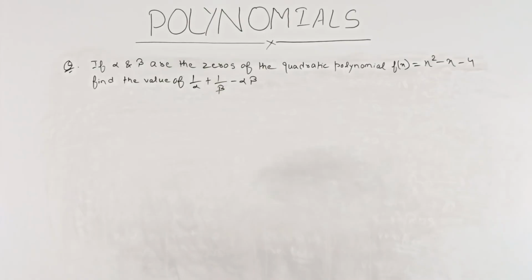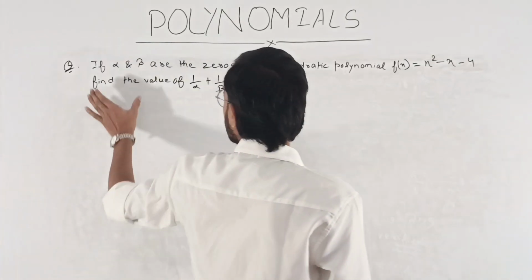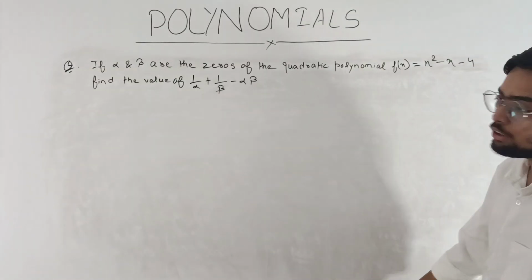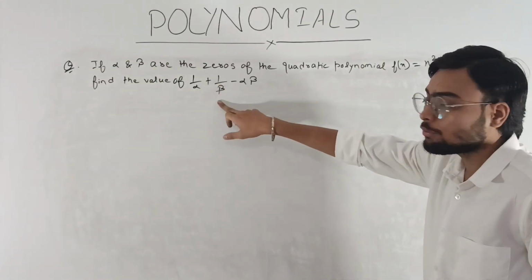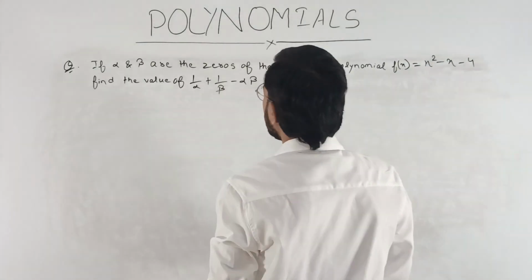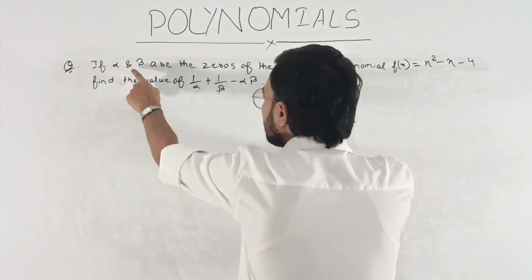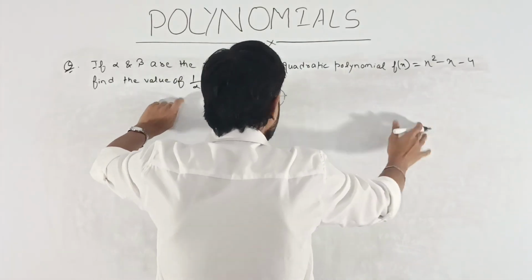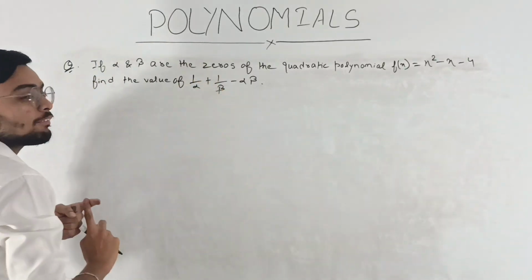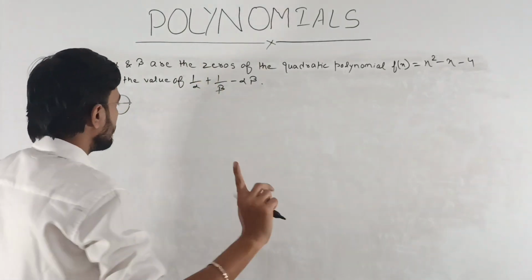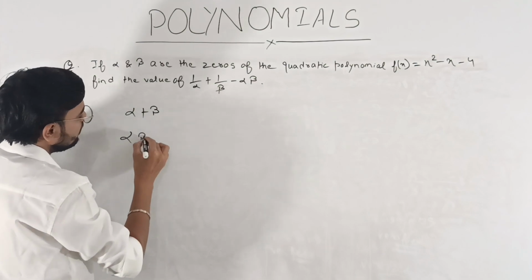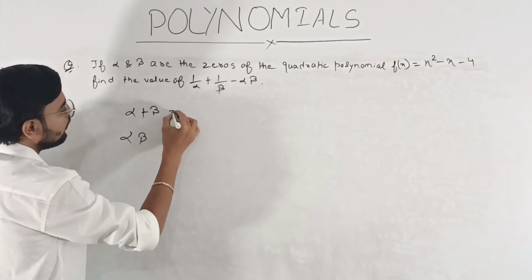But now let's move toward the next question. If alpha beta are the zeros of the quadratic polynomial x square minus x minus 4, then we have to find the value of 1 upon alpha plus 1 upon beta minus alpha beta. Again the same question, again the same mistake. First I forgot this line. First I should note that alpha beta are the zeros of the quadratic polynomial. Then in the first step I find the sum of roots, that is alpha plus beta, and second the product of roots, that is alpha into beta.